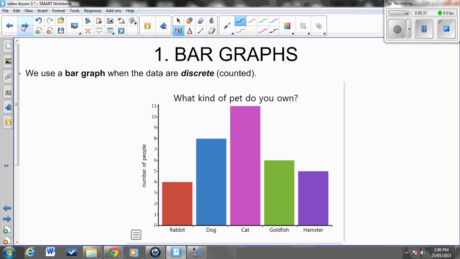Now, a bar graph is used when the data collected is discrete or something that's specifically counted and there's no in between. So for example, here we see what kind of pets do you own, some survey, and we can clearly see that 4 people said that they had rabbits, 8 people said that they had dogs, 11 people said they had cats, etc. So this is considered discrete data and we use bars to display this. And at the bottom you can see different categories.